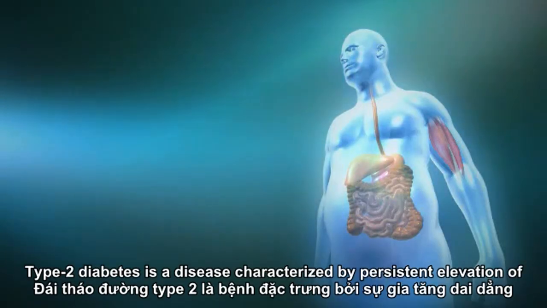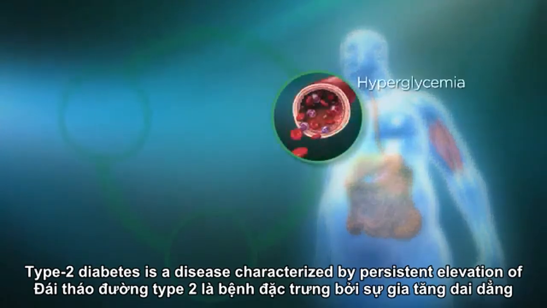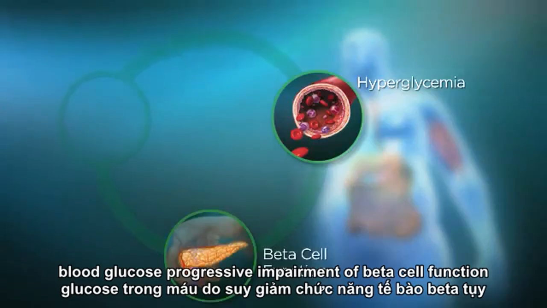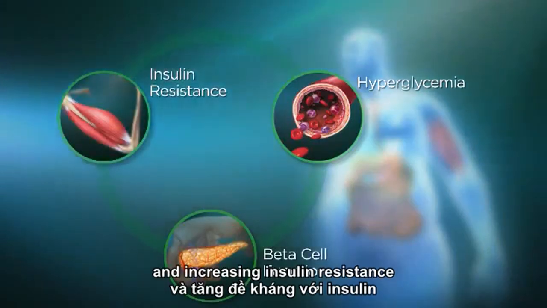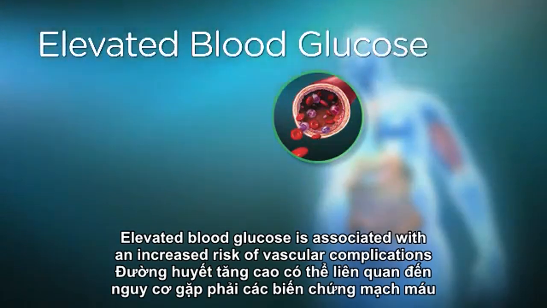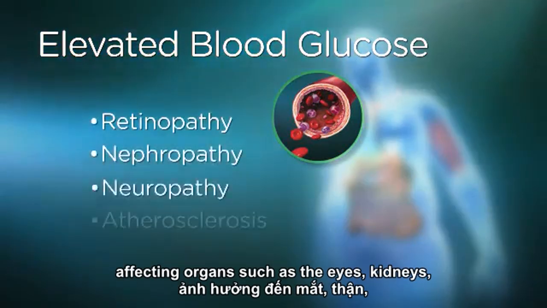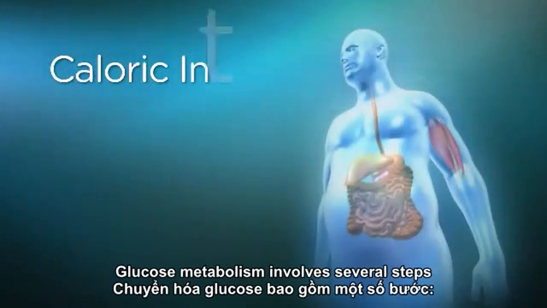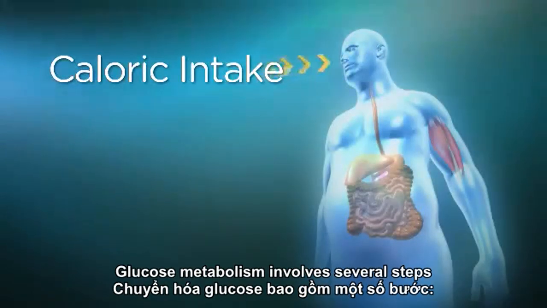Type 2 diabetes is a disease characterized by persistent elevation of blood glucose, progressive impairment of beta cell function, and increasing insulin resistance. Elevated blood glucose is associated with an increased risk of vascular complications, affecting organs such as the eyes, kidneys, peripheral nerves, and cardiovascular system. Glucose metabolism involves several steps.